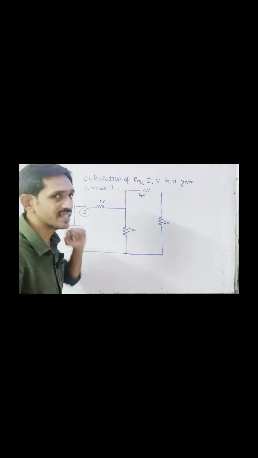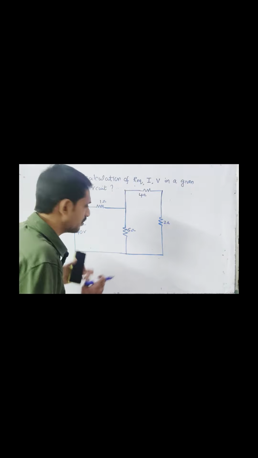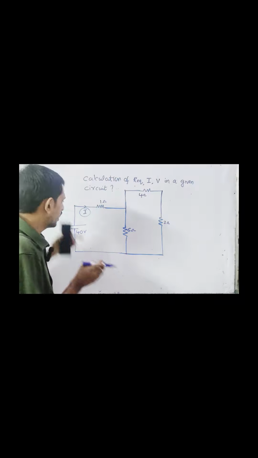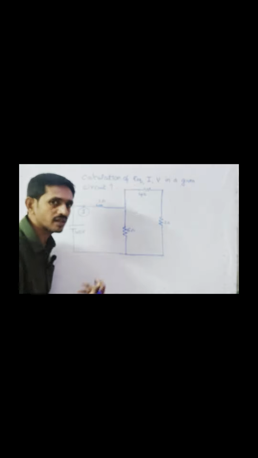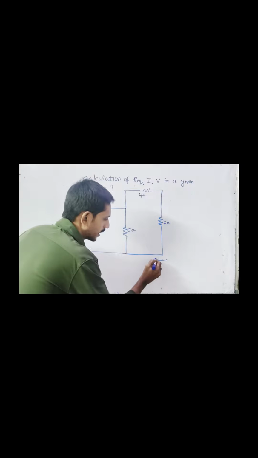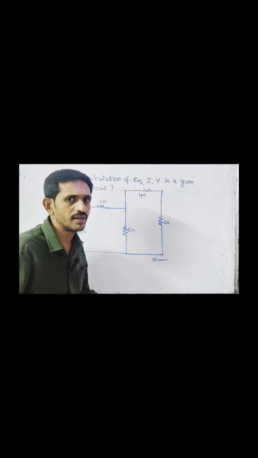That is, we call it R equivalent. How to find it? We have to find the R equivalent across the battery. That's why we have to come from the closing side, from the opposite side of the battery, so that we can easily calculate the R equivalent.